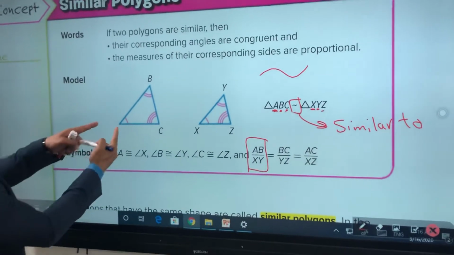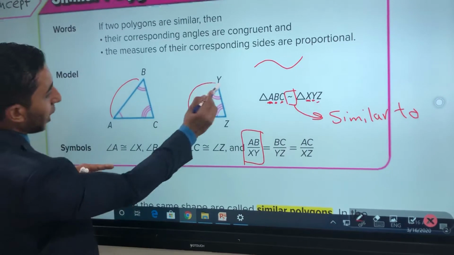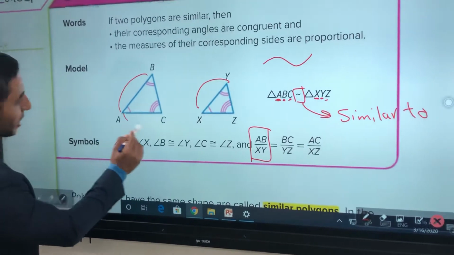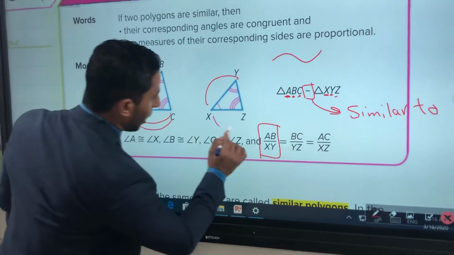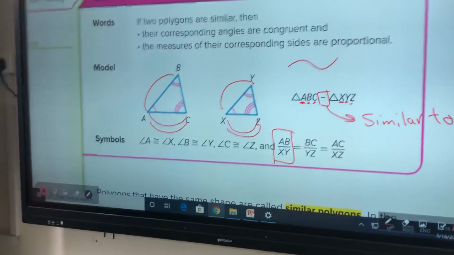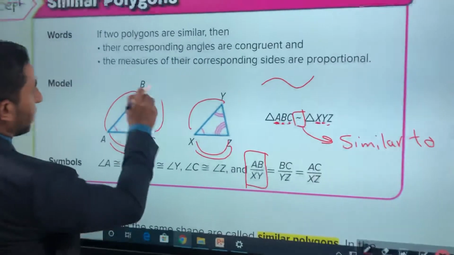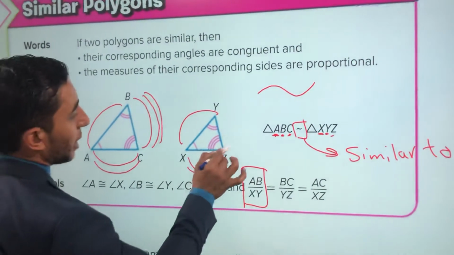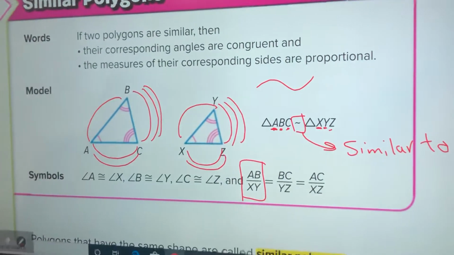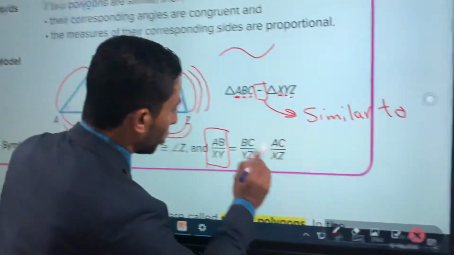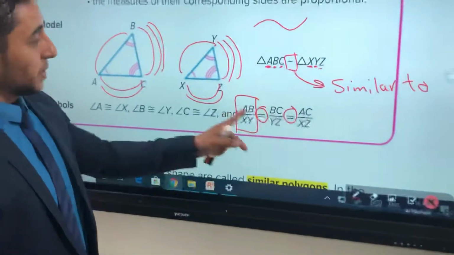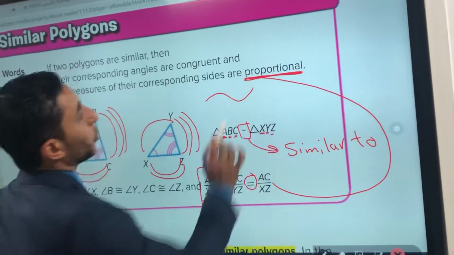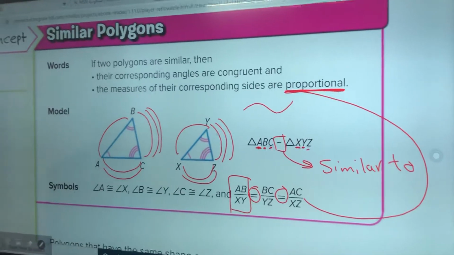And AB, if you start from here, AB over XY equals AC over XZ. And the last side here, CB or BC, you can say, over ZY are the same ratio. Same ratio, that means what? That means proportional. Let's take an example to understand.